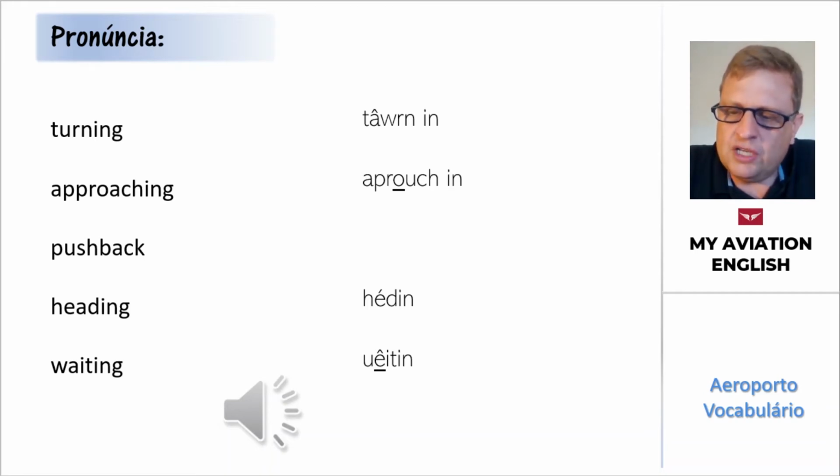Lá na Escócia, no norte da Inglaterra, né? E algumas pessoas no sul também, elas pronunciam o G. Bem pronunciado, assim. Heading, waiting, turning. Mas é a minoria, né? Teoricamente é o jeito clássico de pronunciar a palavra. Turning, approaching. Turning. Approaching. Pushback. Heading. Waiting.